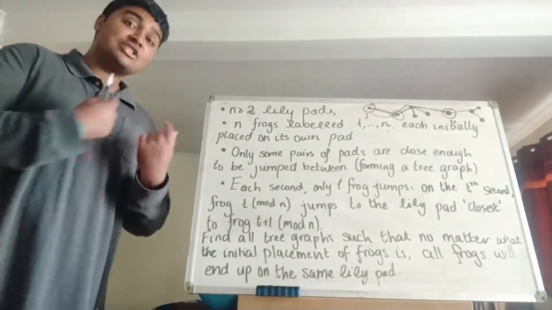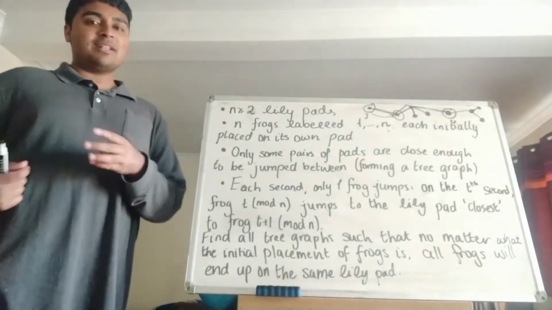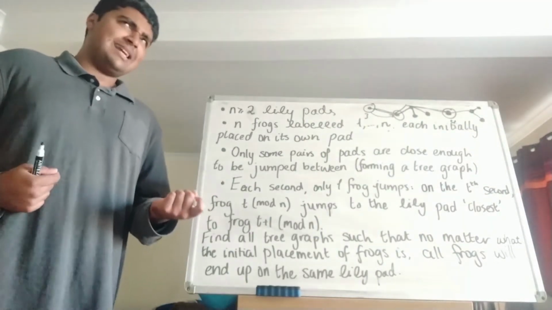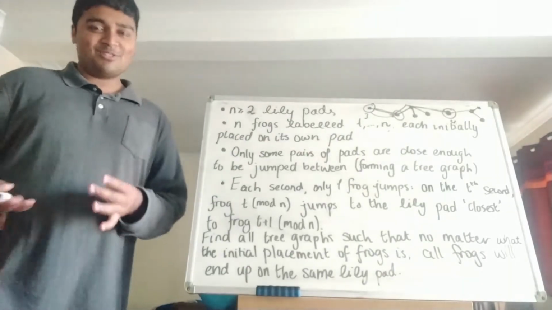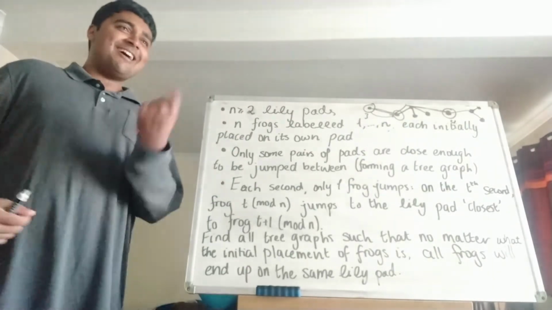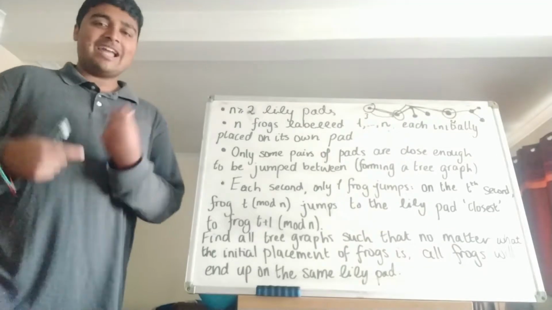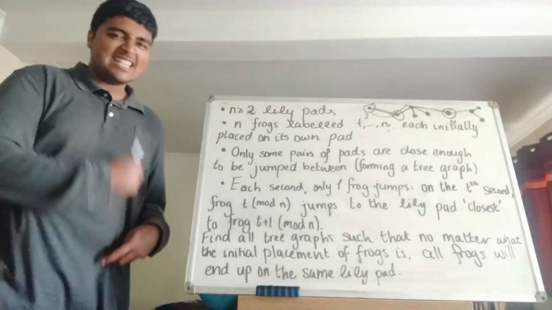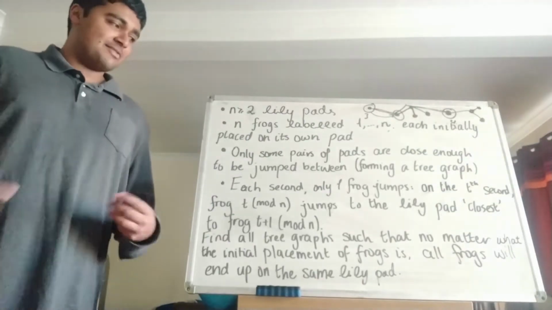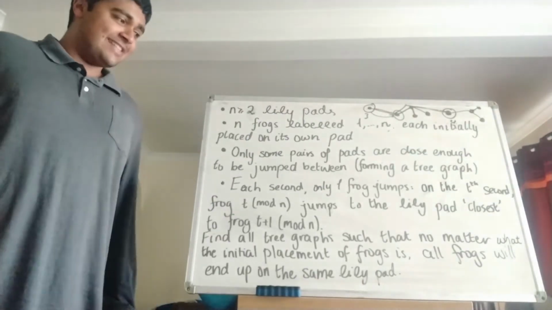So once frog n has jumped after n seconds, then on the n plus 1st second, I'm not sure, frog 1 will then jump chasing frog 2. Then on the n plus 2nd second, frog 2 will be chasing frog 3, and so on. So hopefully that all makes sense, but essentially this mod n stuff is just so we know that we're looping back around after n seconds. We're not just stopping after n seconds.